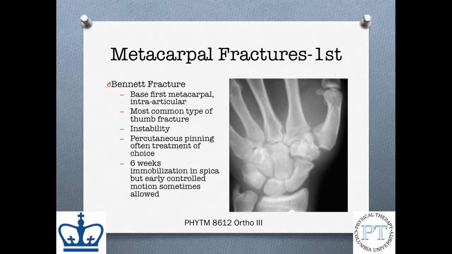So, just going through the different fingers. Metacarpal fractures of the first, or the thumb. Bennett fractures are fractures of the base of the first metacarpal, and it's intra-articular. It is the most common type of thumb fracture, and it could lead to some instability. Typically when this occurs, a percutaneous pinning is performed, or 6 weeks of immobilization in a spica, but early controlled motion sometimes is allowed.